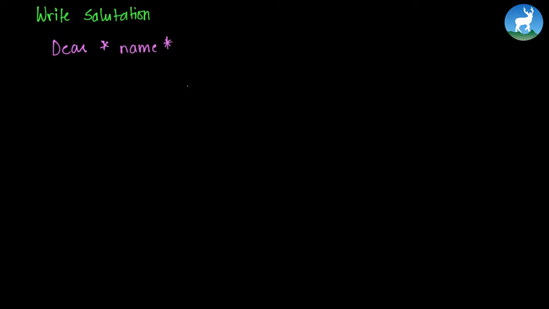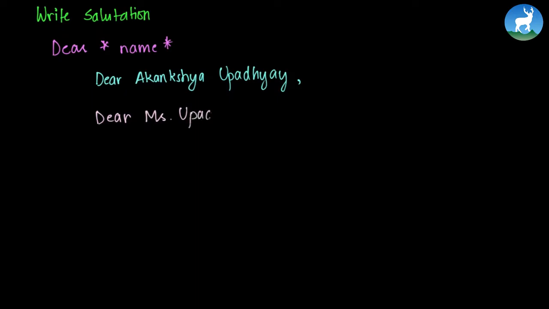Once you write the name and address of the recipient, leave one or more lines and then follow with this greeting. So you can say, Dear Akankshya Upadhyay, and then a comma. Or you can also say, Dear Miss Upadhyay. So this is another correct format. You can use the last name alone.